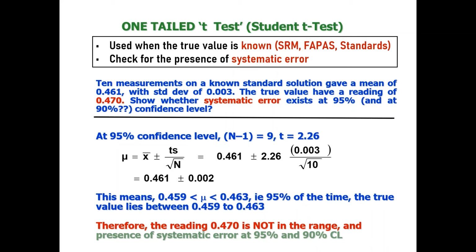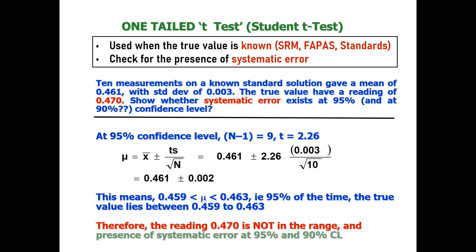0.459, 0.463. What about the true value in the certificate? 0.470. So what does your conclusion say? It's not in the range. Okay? It's not in the range between 0.459 to 0.463.